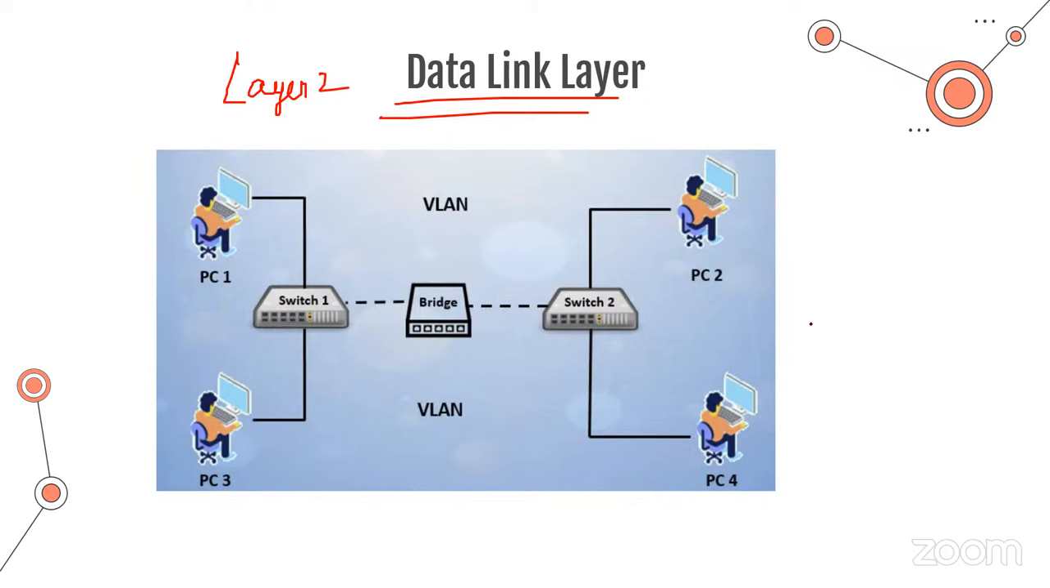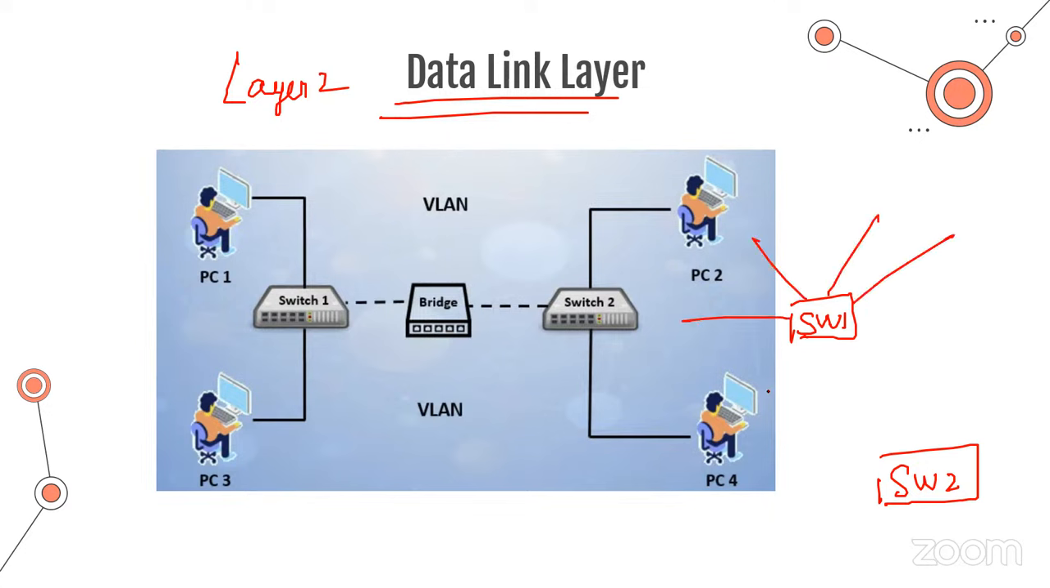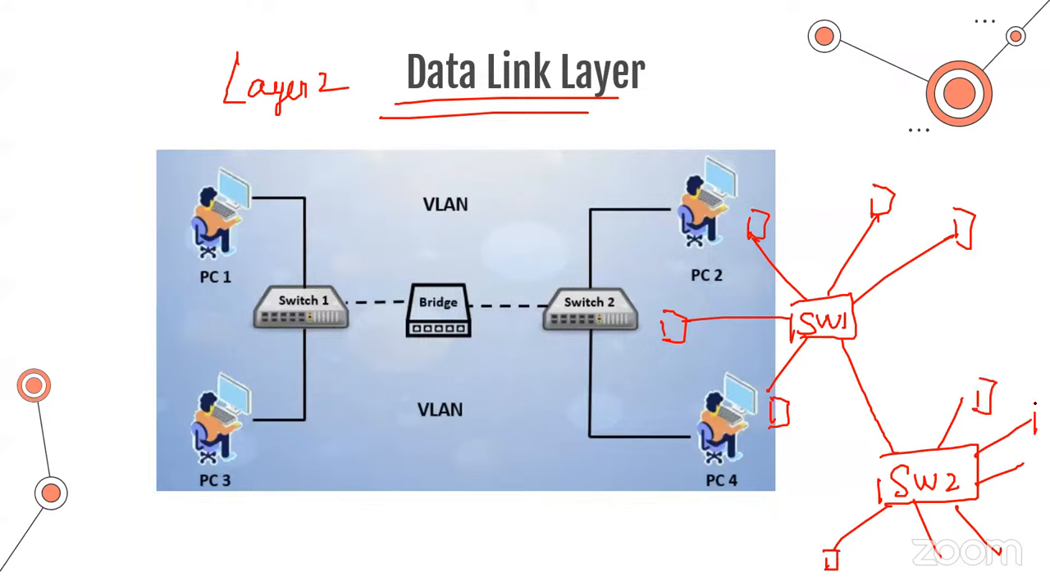So what happened is you have switch 1, for example, and switch 2. And you can connect multiple PCs to these switches. All you need to do is enter the source MAC address and the destination MAC address into these PCs. And the switch will do the rest of the work. It will forward that traffic to the destination MAC address, or the destination PC. Right.